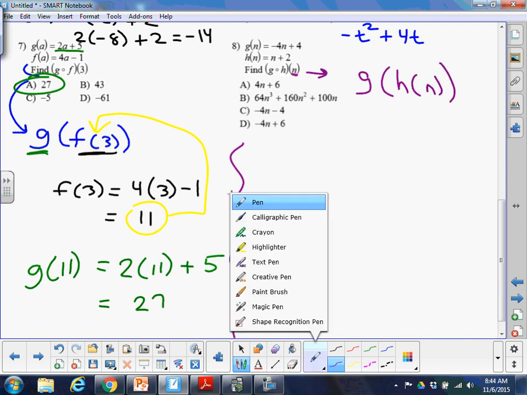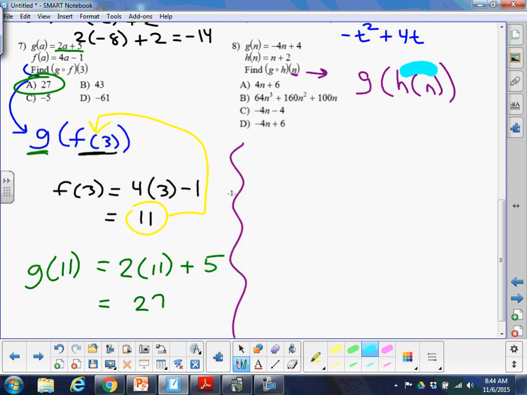Okay, and our first job is to just replace the inside function. It's not going to be a number this time, but we still know what it is, right? They told us at the very beginning what h of n was. So we are really doing g of h of n, where h of n was given as n plus 2. Now I'm just going to look at the rule for what g wants us to do.